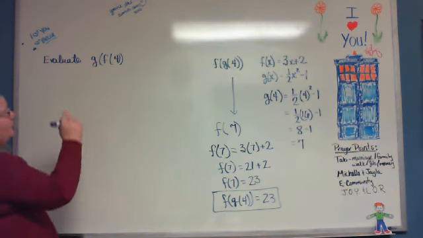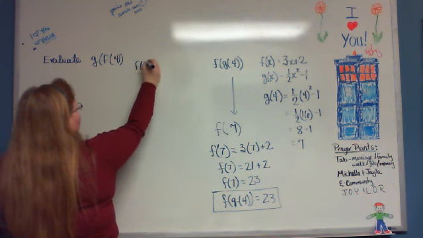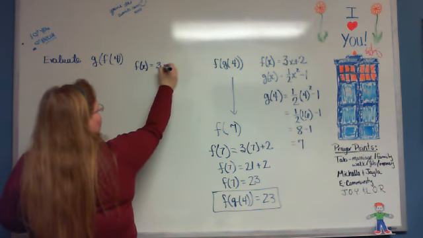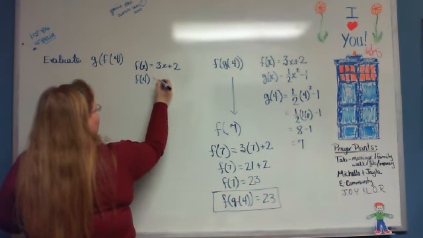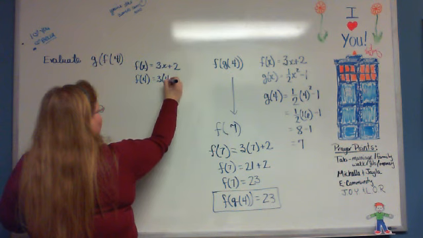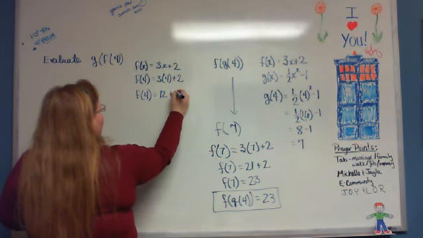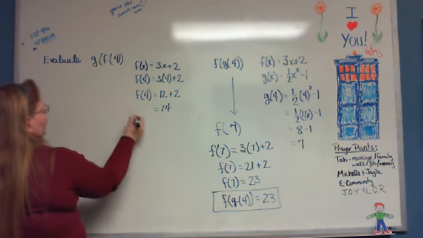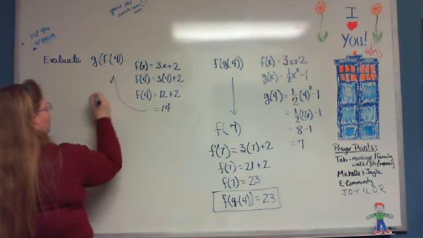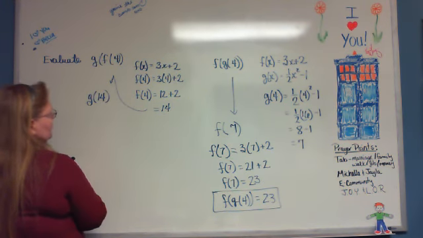I'm hoping you plugged it into the f first. So f of x is equal to 3x plus 2. So f of 4 is going to be 3 times 4 plus 2. f of 4 is equal to 14. Now that we know what f of 4 is, that means that g of 14 is what we really need to find.